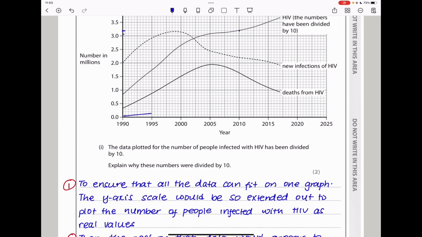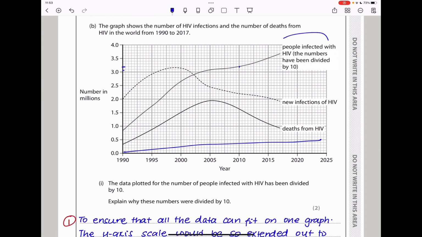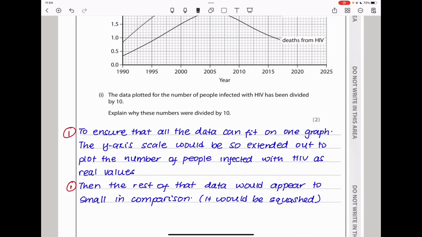This could be a straight line instead of a curve if you had drawn this in real values. So that could be misrepresented, and the data will be incorrectly interpreted by somebody who is viewing the graph. So to prevent that, they divided by 10 to ensure that you can see the shape of the graph properly to make a fair comparison. So I hope you get it. Let's move on to the next part.